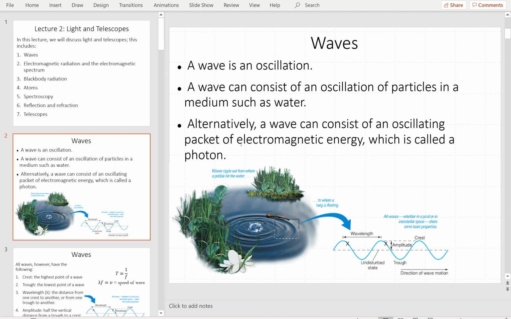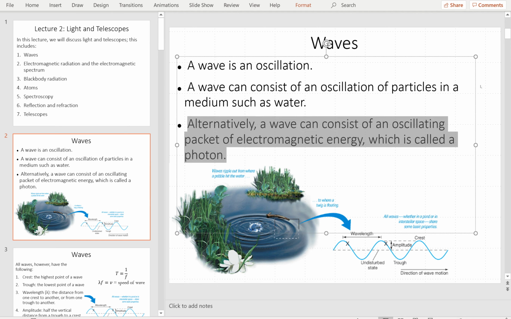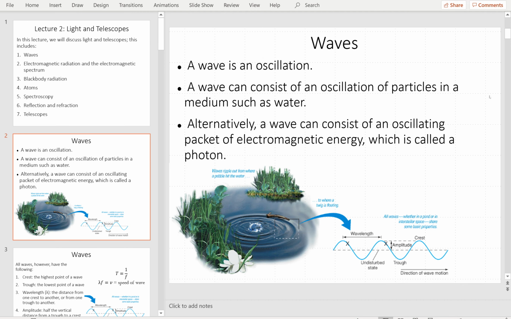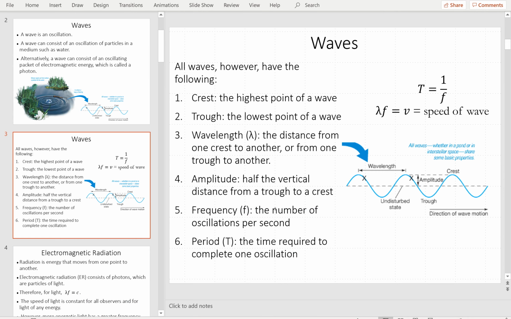I should just mention that the third bullet point here in my slides mentions that a wave that consists of oscillating electromagnetic energy is called a photon, which is also a particle of light. I just wanted to briefly mention that that's coming attractions for what we'll discuss later. Let's move on to the very fundamental properties of waves that all waves have.